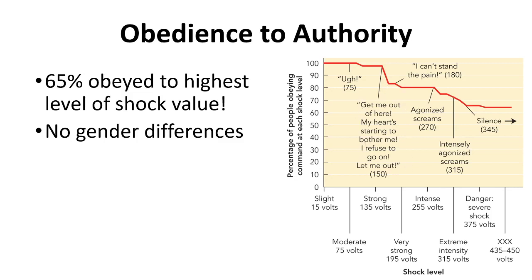of here, my heart's starting to bother me, because there were some modifications of this experiment where the confederate had a heart condition or had a weak constitution or all sorts of different modifications to try and figure out which statements could convince people to stop obeying this authority. And so they go on into screaming and intense screaming, and then eventually they stop responding. And yet, despite going through all of these intense responses, we're still sitting at about a 65% obedience level.